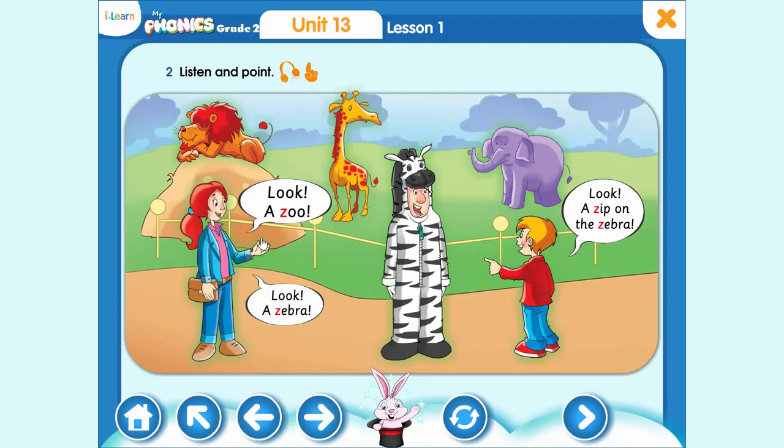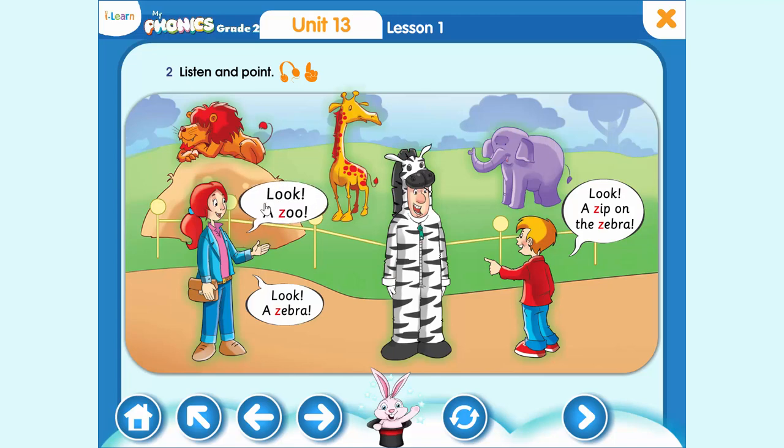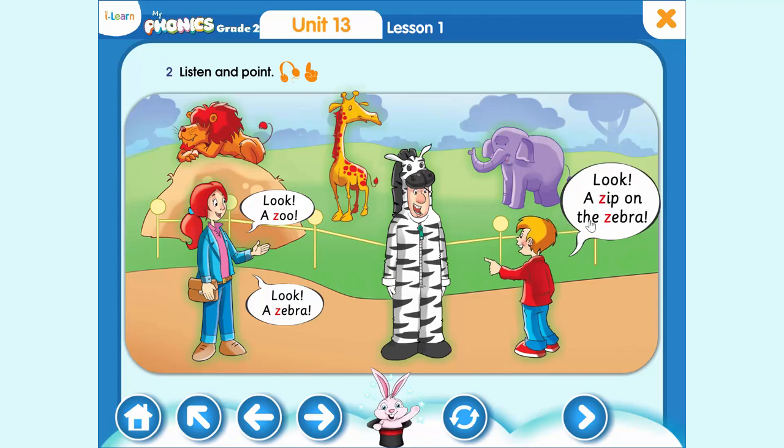Look, a zoo. Look, a zebra. Look, a zip on the zebra. Look, a zoo. Look, a zebra. Oh. Look, a zip on the zebra.